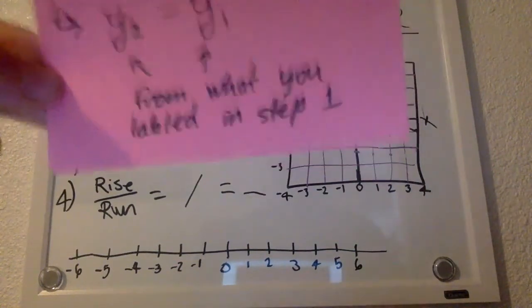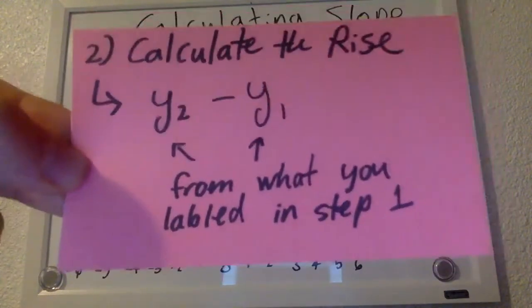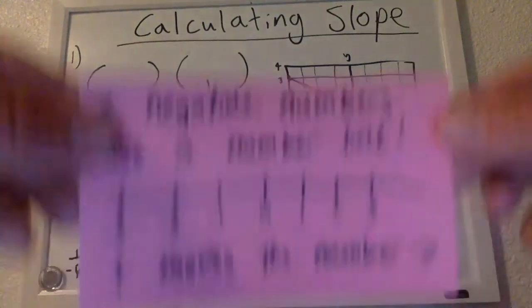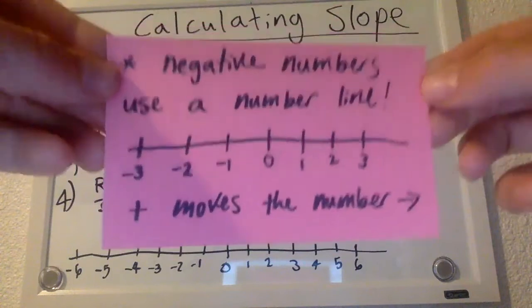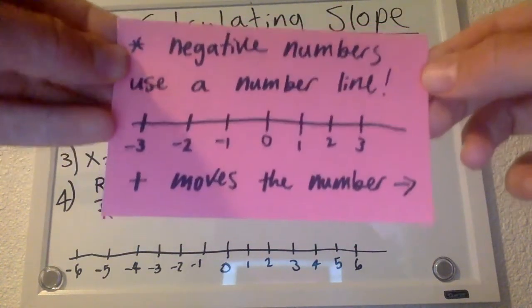It's just whatever you labeled them as. It's just more of an accounting thing. Now, one thing that I want to note is that sometimes you're going to get negative numbers. And so the best way to deal with negative numbers is to use a number line.